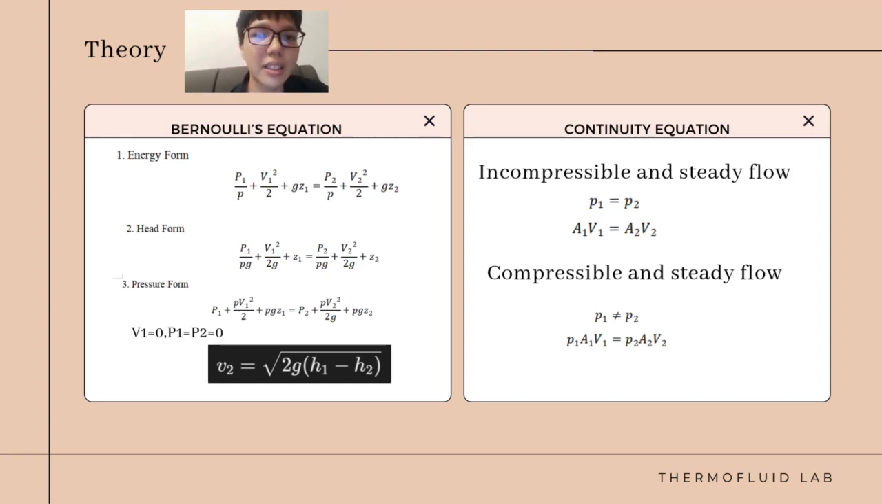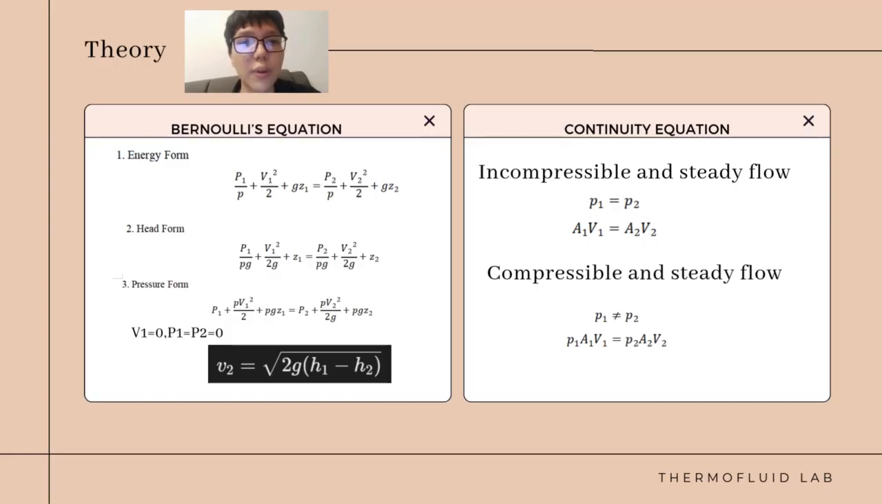So in this experiment, our calculation involves two important equations in fluid mechanics, that is Bernoulli's equation and the continuity equation. Bernoulli's equation comes from Bernoulli's principle, and in this experiment we use it to calculate the velocity of flow. Bernoulli's equation has three forms. First, energy form, second, head form, and third, pressure form.